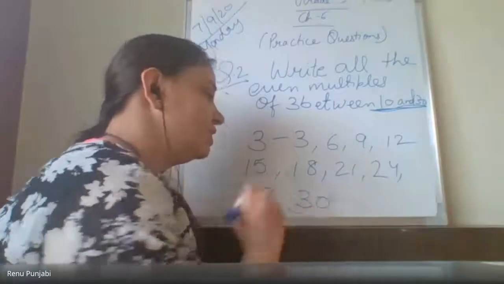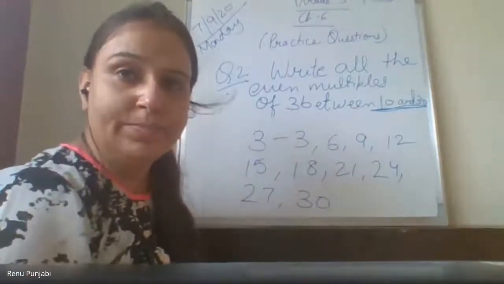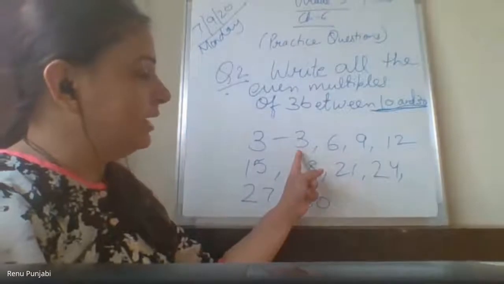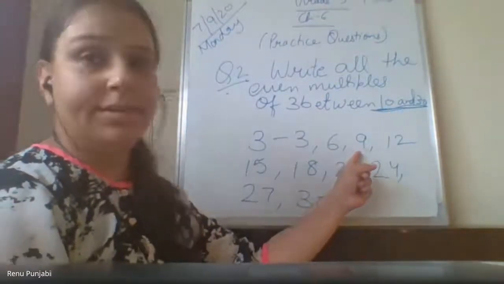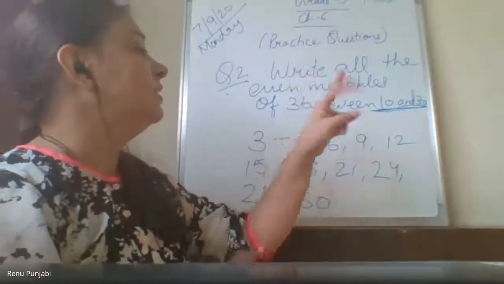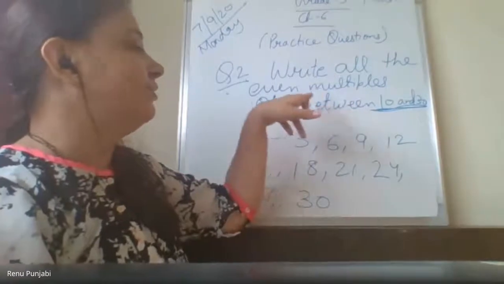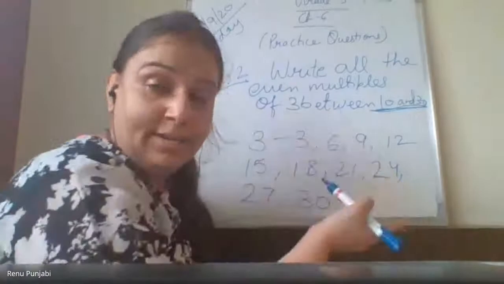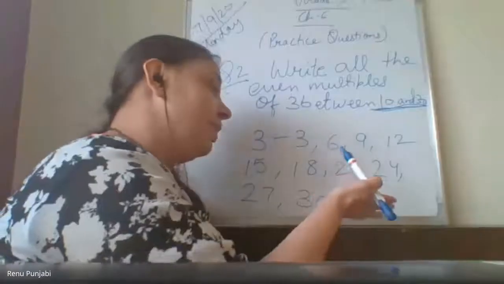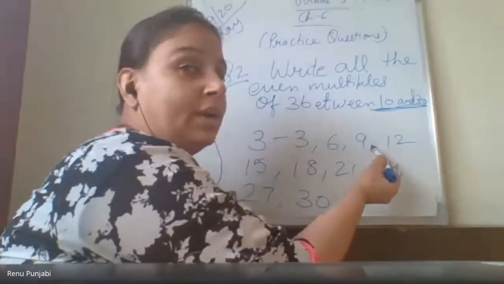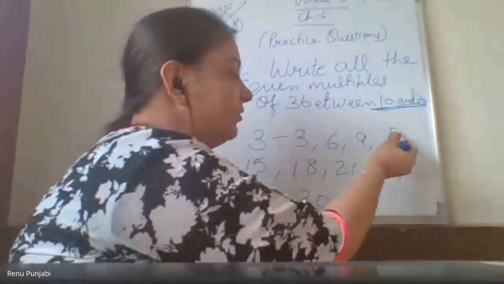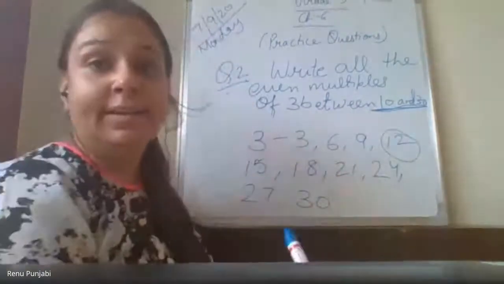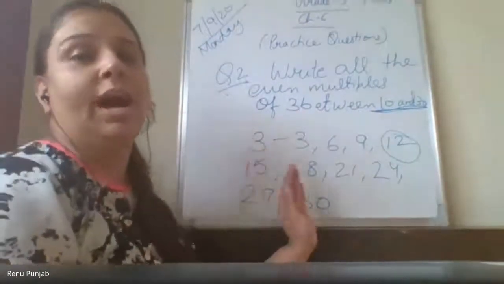So first you have written all the multiples of 3, and now you can check that one is odd, then even, then odd, then even, right? Now they want you to write all the even multiples of 3 between 10 and 30. Means you have to start after 10 and it should come before 30. So 9 is here, but after 10 comes 12 in the table of 3. This is the first even multiple after 10.